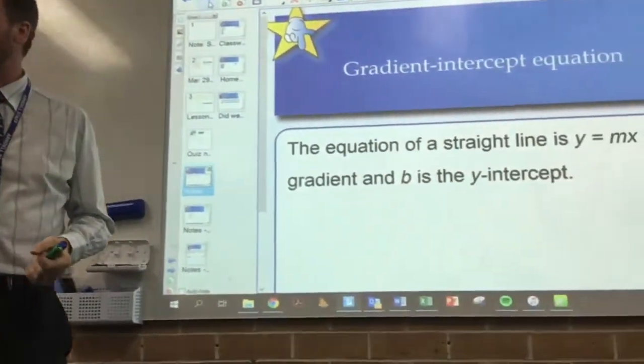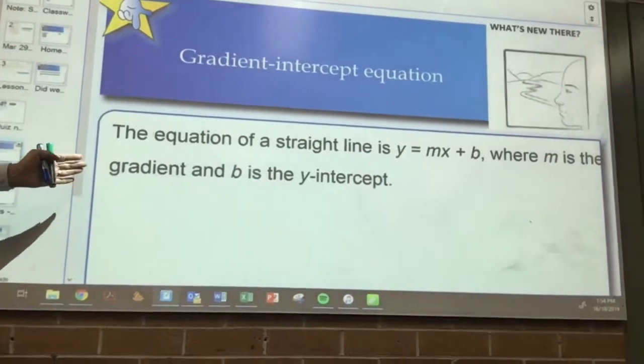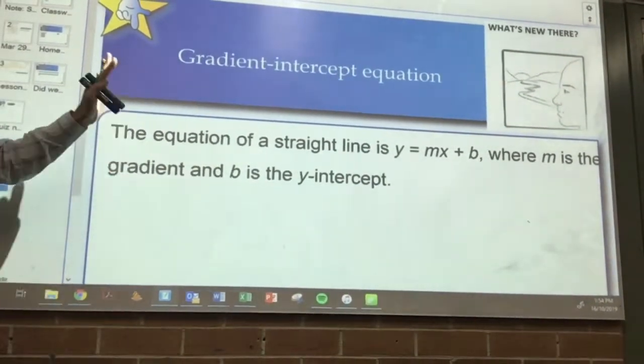Gradient intercept form of an equation. We've looked at this a number of times. In the end, I hope you get so used to it, you just know it.